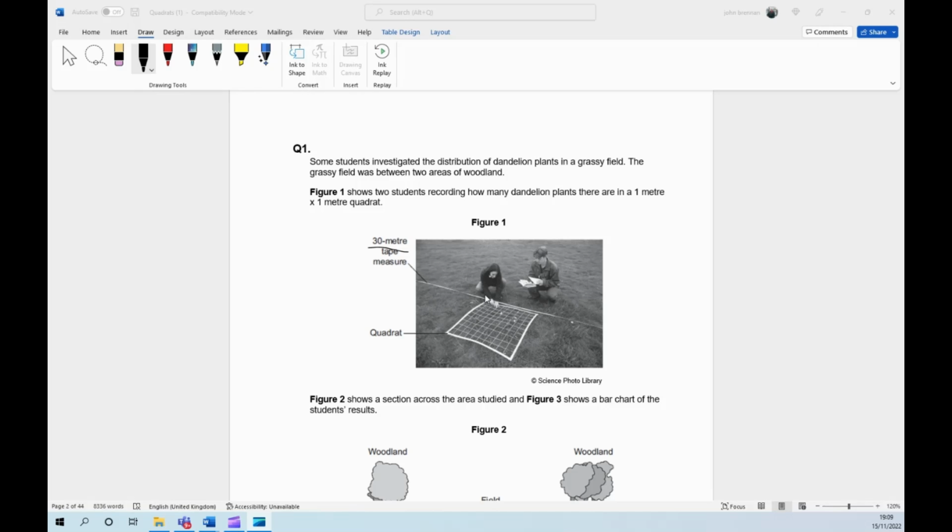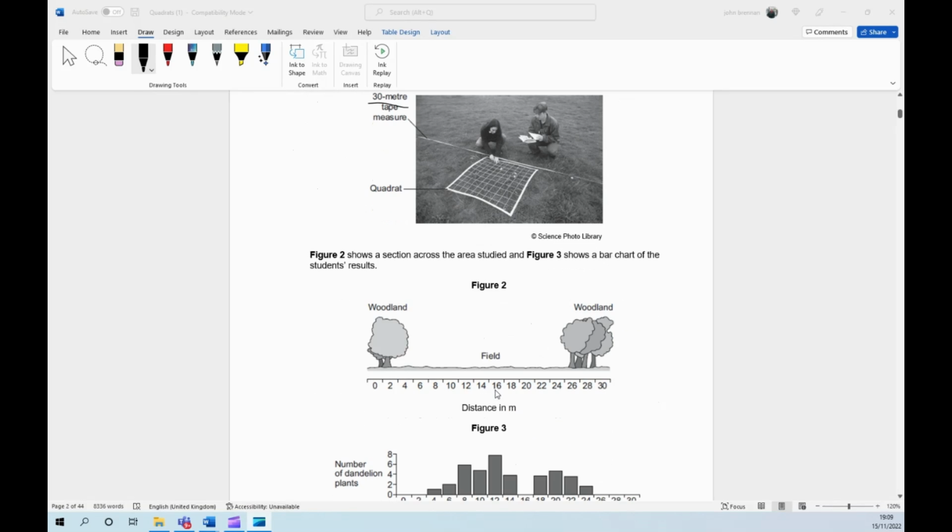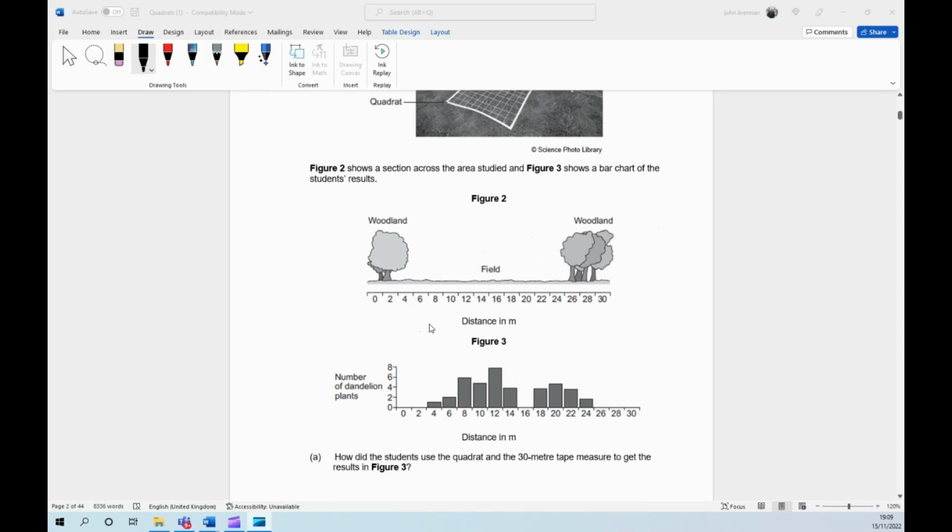And they've also placed the quadrat next to the 30 meter tape measure. We know from this diagram that they've placed the quadrat out at 2 meter intervals. This one's at 10, this one's at 12, this one's at 14. So they're placing these quadrats out at 2 meter intervals. This is the information that we already know.